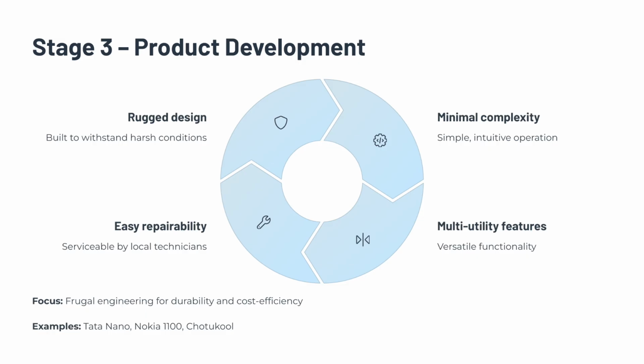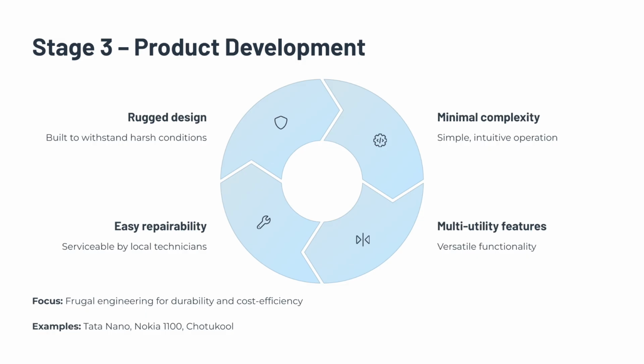Key principles of frugal engineering include minimizing complexity in design to reduce manufacturing and maintenance cost, ensuring ruggedness to withstand rough usage and variable environmental conditions, incorporating multi-utility features as rural buyers often prefer versatile products, and designing for easy repairability since service centers can be scarce.